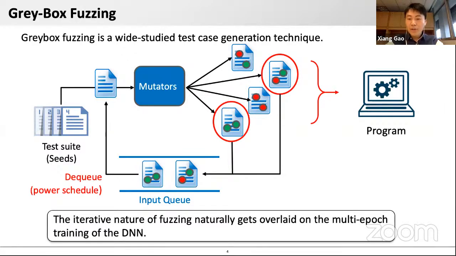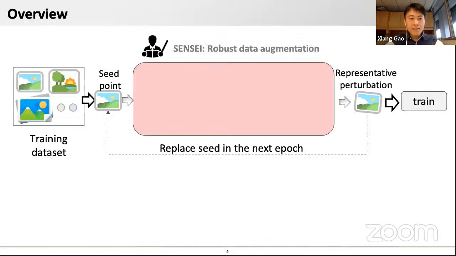Our insight here is that the iterative nature of fuzzing gets overlaid on the multi-epoch training of DNN. To improve robustness of AI models, we investigate a new data augmentation based on a fuzzing-based approach. Here is the overall structure of our fuzzing-based data augmentation. Basically, for each data point in each epoch, we train the model using its representative perturbation. The representative perturbation is also used as the seed image of the next epoch. This process is just similar to the fuzzing loop.